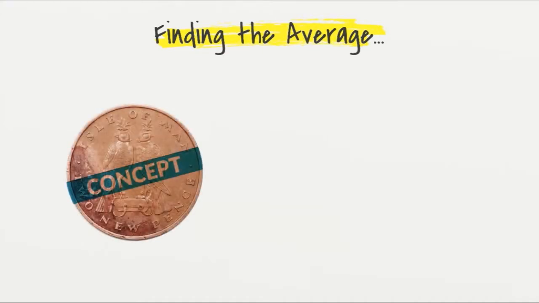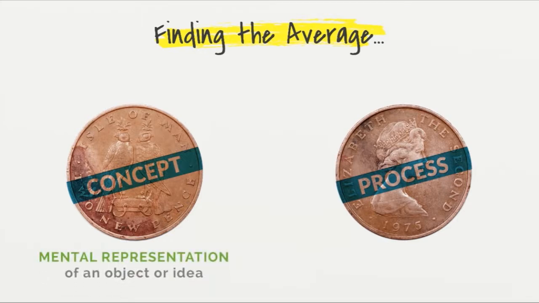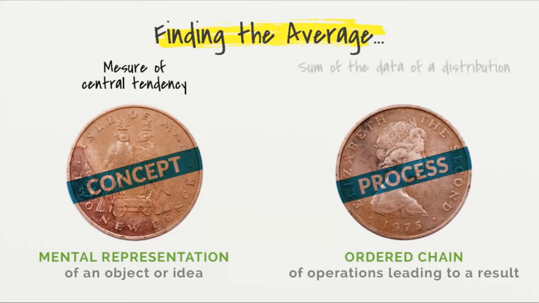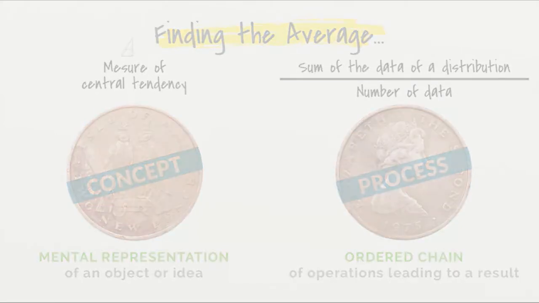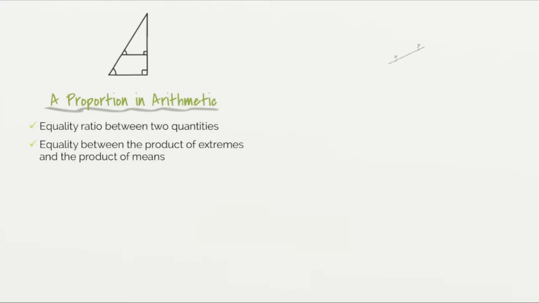Finding the average, like much mathematical knowledge, is both a concept and a process. Concept: mental representation of an object or idea. Process: ordered chain of operations leading to a result. Sometimes a concept, like in measure of central tendency, sometimes a process, like the sum of the data of a distribution divided by the number of data. It's the same for a proportion in arithmetic, a line in geometry.